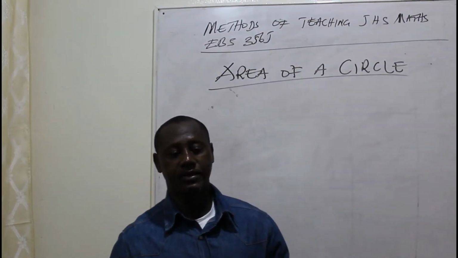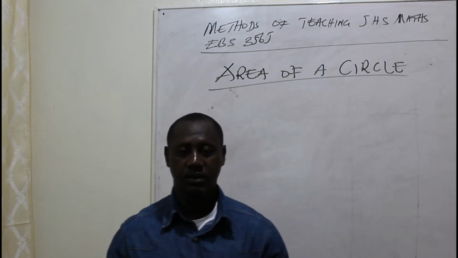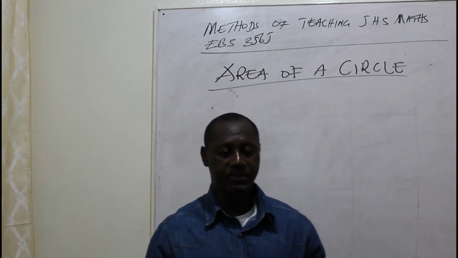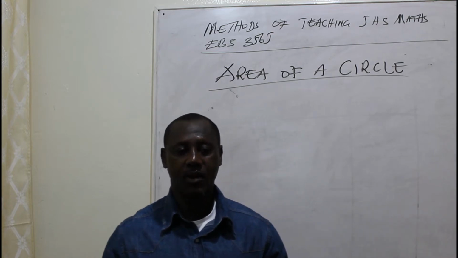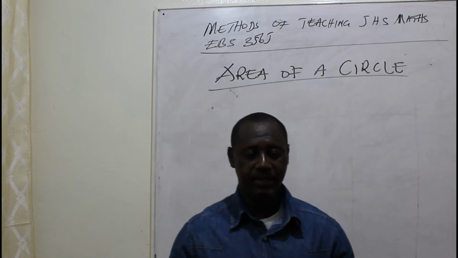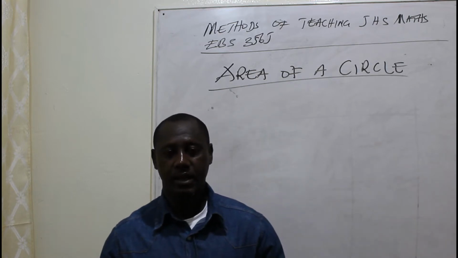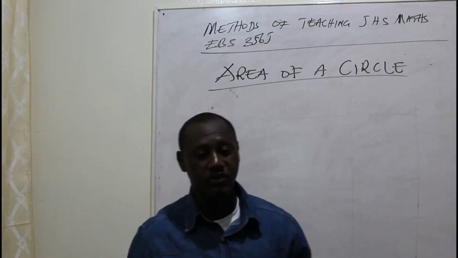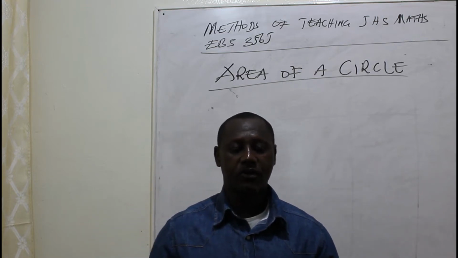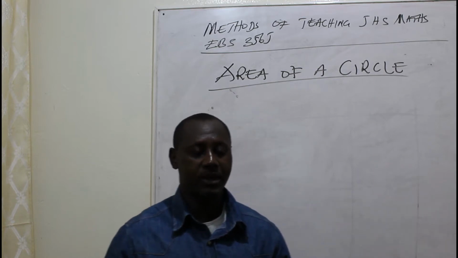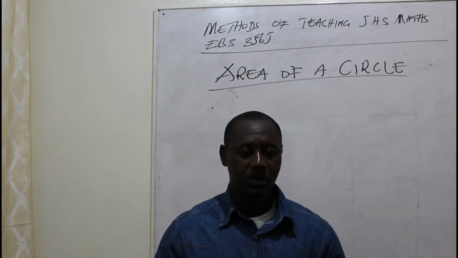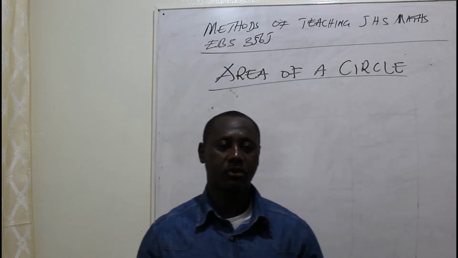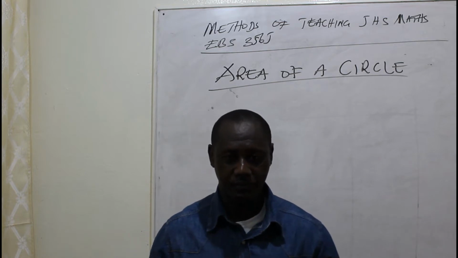Now, after our lesson on the circumference of a circle, the next concept is going to be the area of a circle. By the time you teach this topic, it is assumed that you have covered lessons on the circumference of a circle, and you have also taught them how to determine the area of a rectangle. It is based on these ideas that we can move on to talk about the area of a circle.